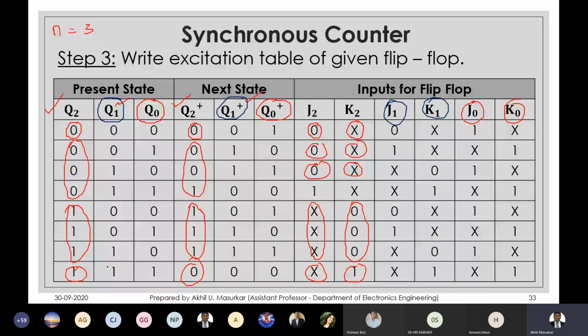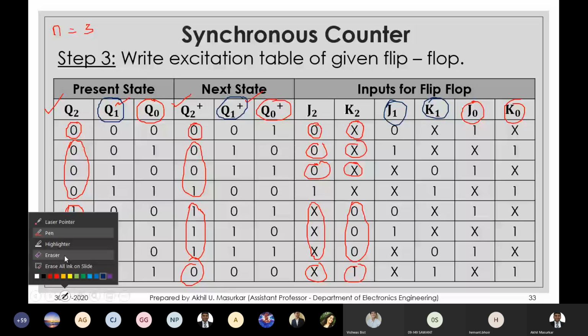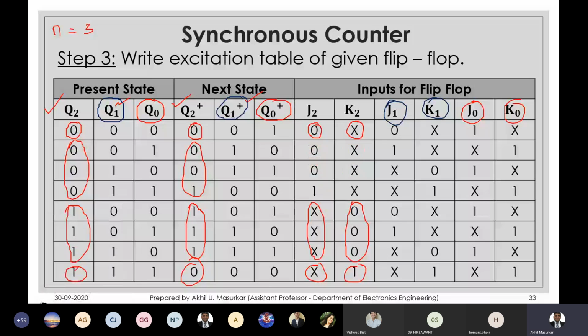Yes, any doubts in this, please ask. Once you write this, you can write step 3 done.